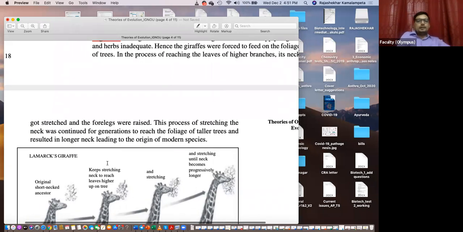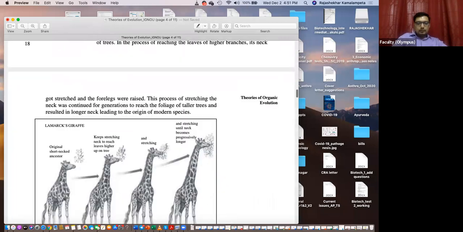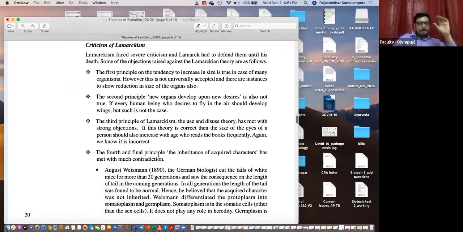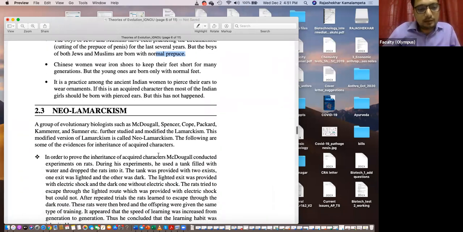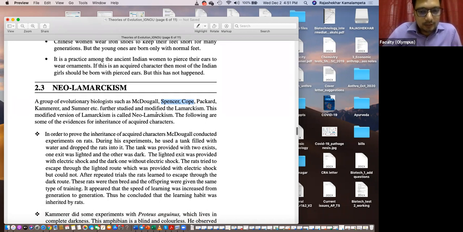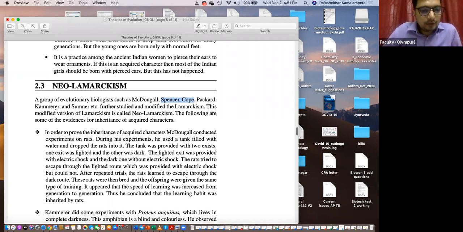Okay. Later, some scientists actually worked on his theories and improved them further. I don't know whether this is really necessary, but I just want you to be familiar with the idea that neo-Lamarckism also happens. A few other evolutionary biologists like Herbert Spencer and Cope, a few of these names you will come across. I don't think we'll study many people here. They studied the modified Lamarckism and modified it further, so they gave rise to a modified version of Lamarckism, which is also called neo-Lamarckism.